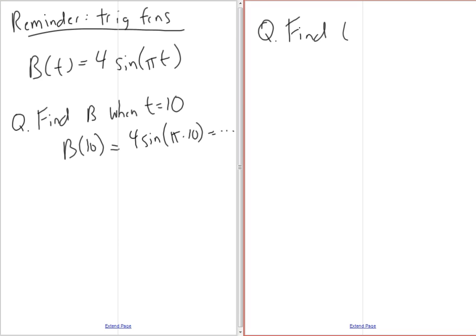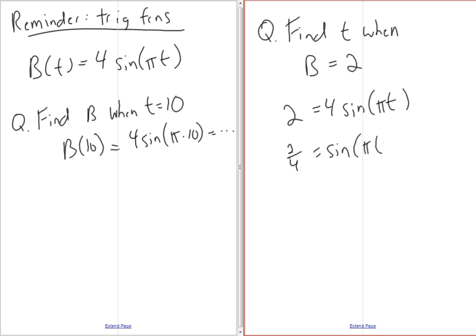The other type of question that you would have is find the time when, say, b is equal to 2. So you say, okay, 2 is equal to 4 sine pi t. That's what b is, so it's going to be equal to that formula. And once again, we are going to solve this. Isolate the trig function, so in this case we'd have 1/2 equals sine pi t.